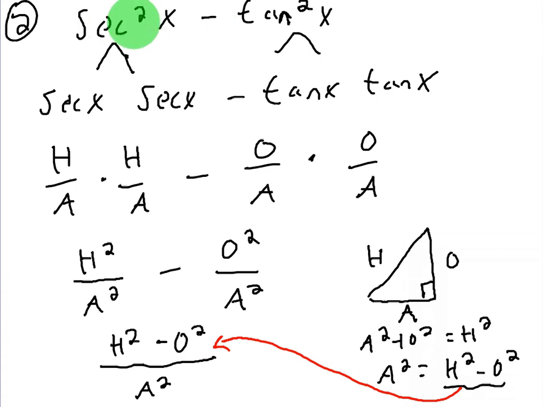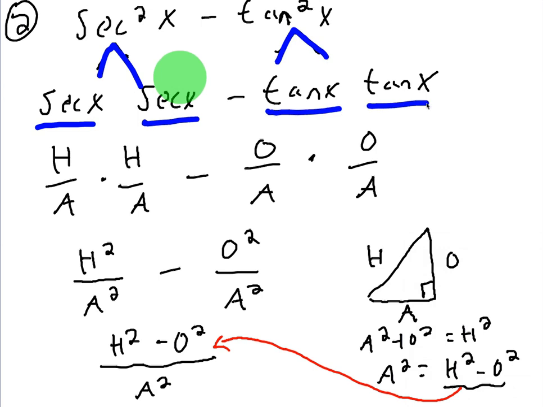For the first step, we're going to break down the secant squared into secant times secant, since that's exactly what it means to square something. And we're going to do the same thing for tangent squared. Tangent squared is the same as tangent times tangent.